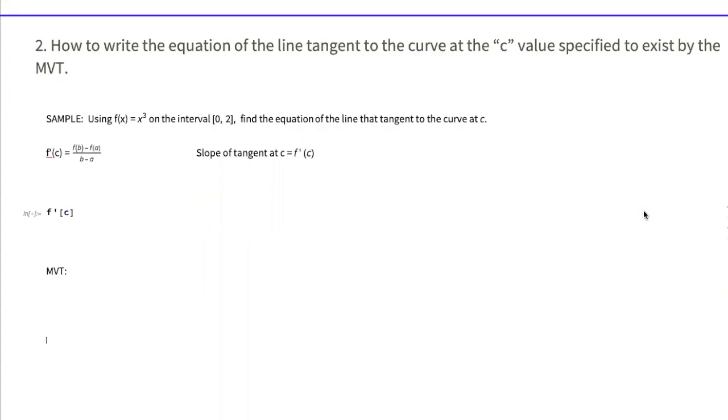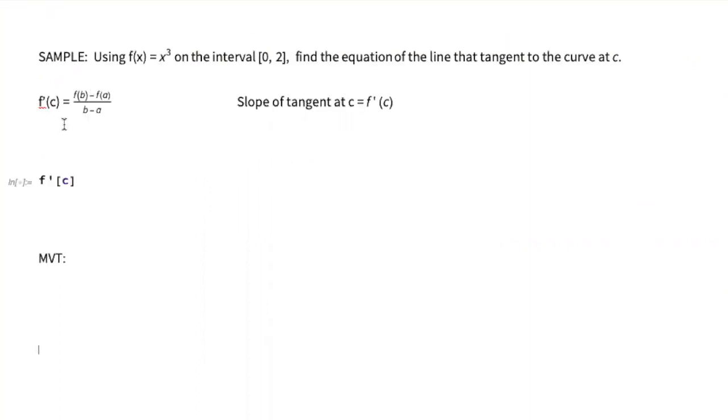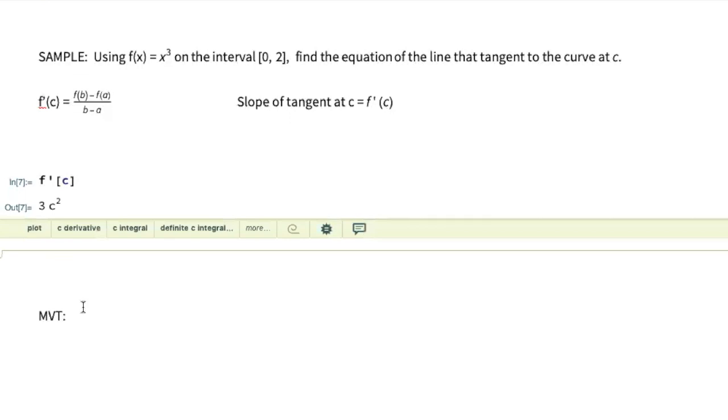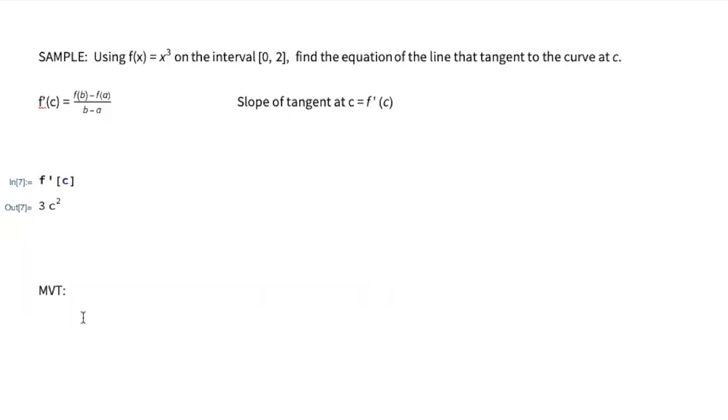Now I would want to write the equation of the line tangent to the curve at point C. That's guaranteed to exist by the mean value theorem. In order to do this, I need to solve for C first. Here I am back at my mean value theorem, and remember the left-hand side is the slope of your tangent line, and that's what I'm reminding you of here. The slope of the tangent at point C is the derivative at point C. So I can type that into Mathematica, and it will tell me that that's equal to 3c squared. So that's the left-hand side of my mean value theorem.